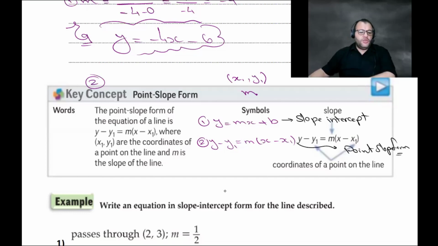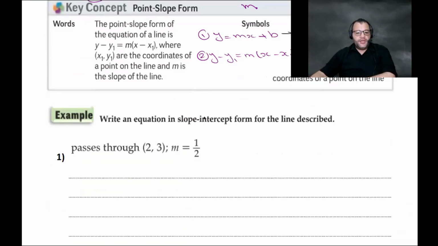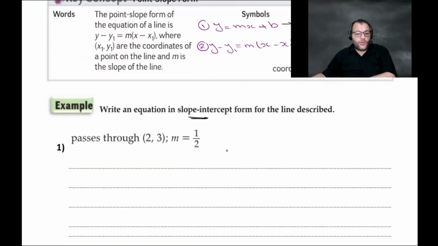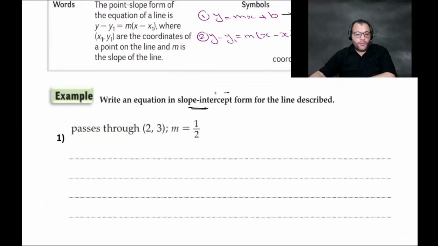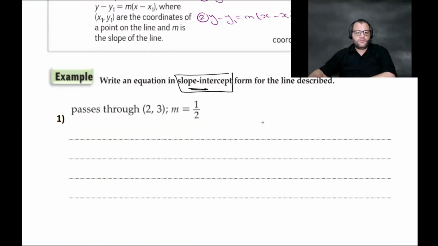Okay. So we need to write the equation in slope-intercept form for the line. As we said, to find the slope-intercept form, number one, we need to find the slope. Number two, we need to find the y-intercept. What is the slope? 1 over 2.